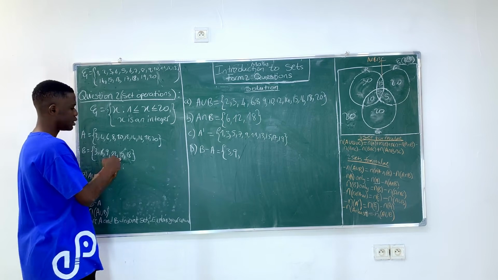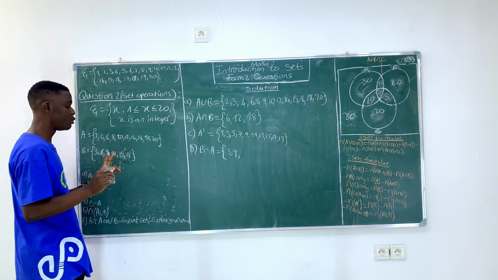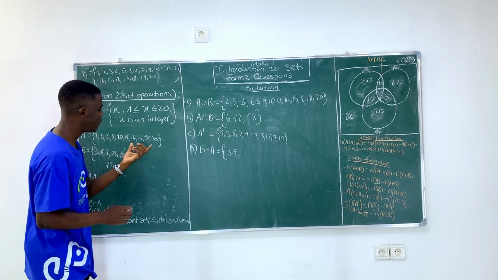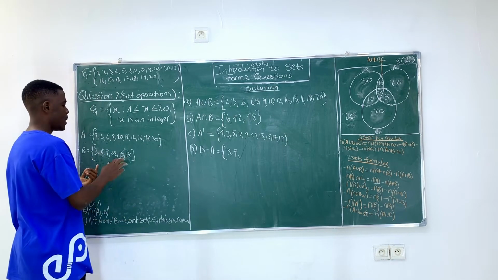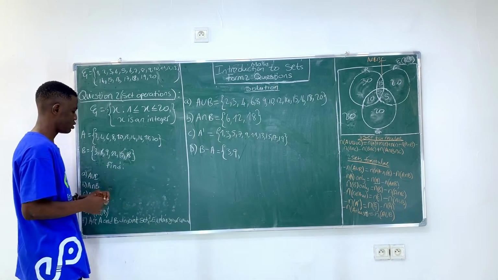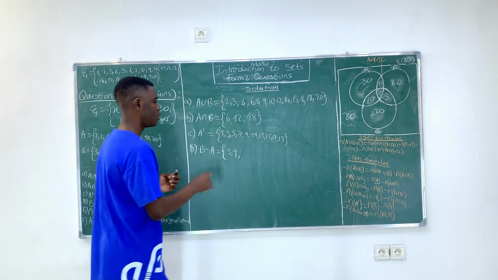This is 15 in B. Is 15 in A? No, it is not. 15 is not in A, so I don't remove it, because it is not found in A. If it is found in A, I'll remove it. 18 is in B. Is 18 in A? Yes. So I remove 18. So the answer is 3, 9, and 15.